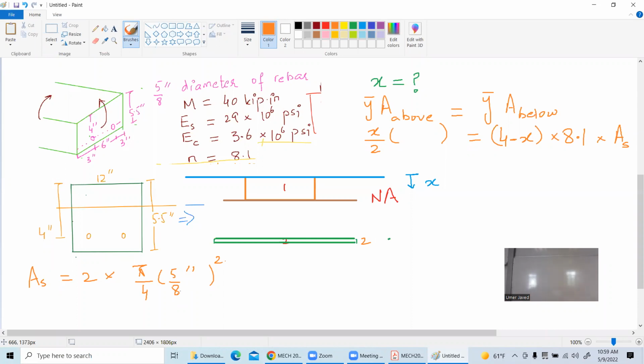Why we said 8.1? Oh, yeah, because look, I removed the concrete, right? I removed the rebars and I put concrete. I removed the rebars and I filled everything with concrete. So the composite part will become concrete. How much more concrete do I need when you remove the rebars? That will be the elastic modulus of the steel divided by the elastic modulus of concrete. So 29 divided by 3.6. Okay, do it.